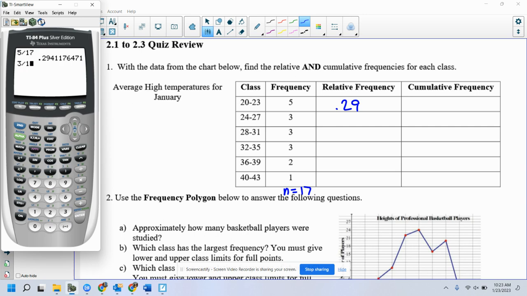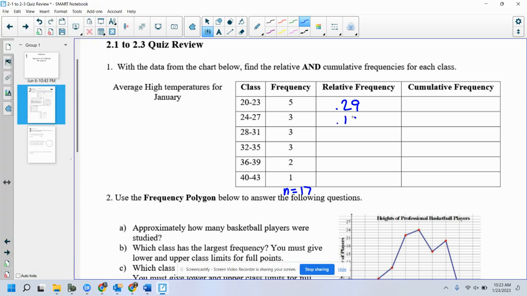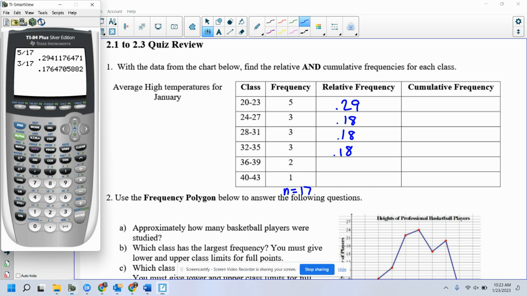3/17 is 0.18. If you round it to the nearest tenth, 0.18. 0.18 here as well. 0.18 here as well. And then 2/17 is 0.12.